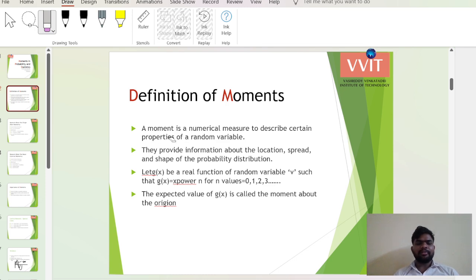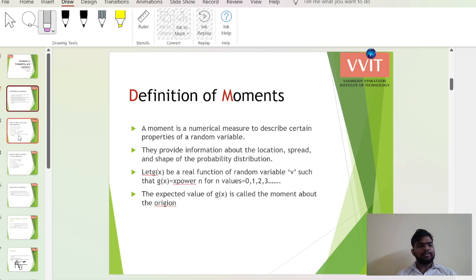This is the definition of moment. A moment is a numerical measure to describe certain properties of a random variable. They provide information about the location, spread, and shape of the probability distribution. The certain properties are spread, shape and location. Let g of x be a real function of a random variable such that g of x is equal to x power n for n values 0, 1, and so on to infinity. The expected value of g of x is called the moment about the origin.